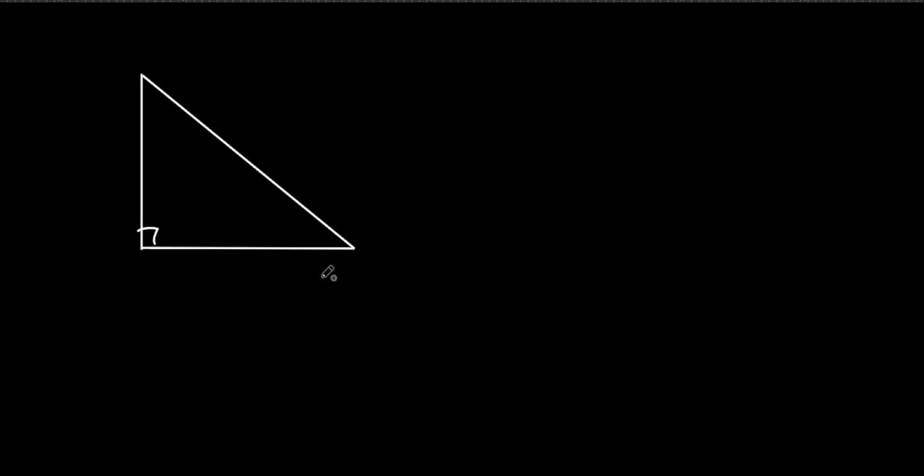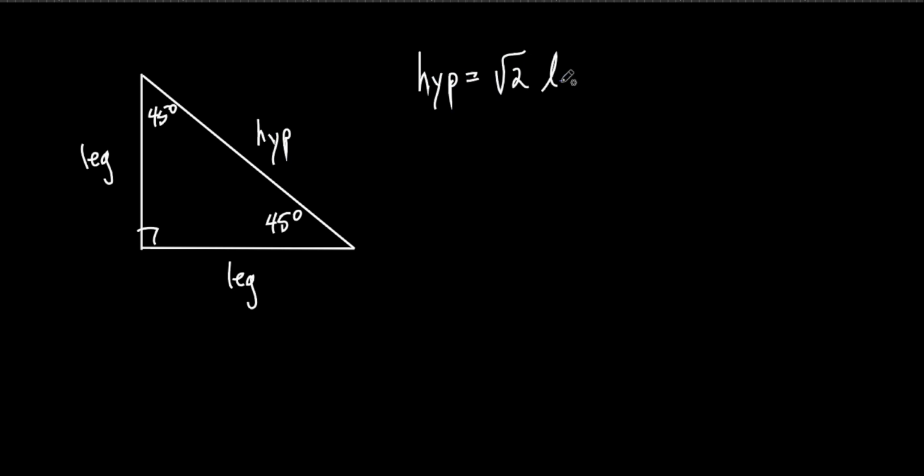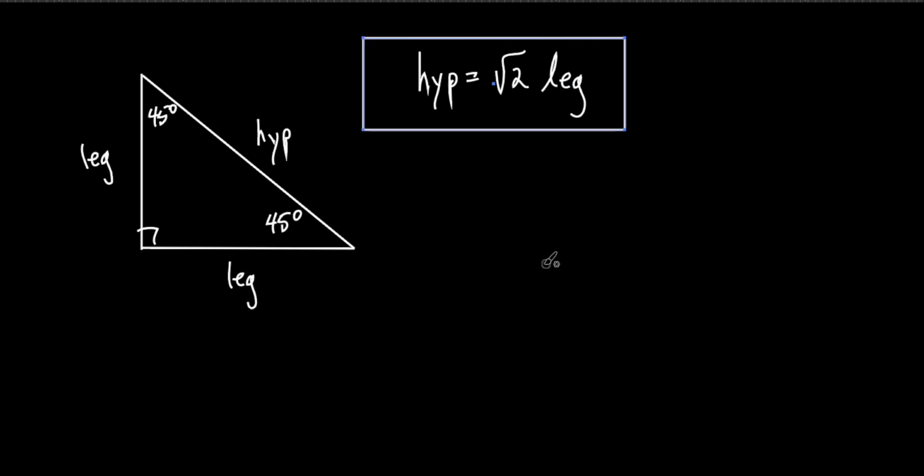Let's just do this. All right, so if this is 45 degrees, that means this right here is going to be 45 degrees. All right? This is called a leg. This is called a leg. They're both called legs because they're both exactly the same thing. This obviously is called the what? Hypotenuse. So we had a formula. Its hypotenuse is equal to the square root of 2 times one of the legs. So you need to know that.